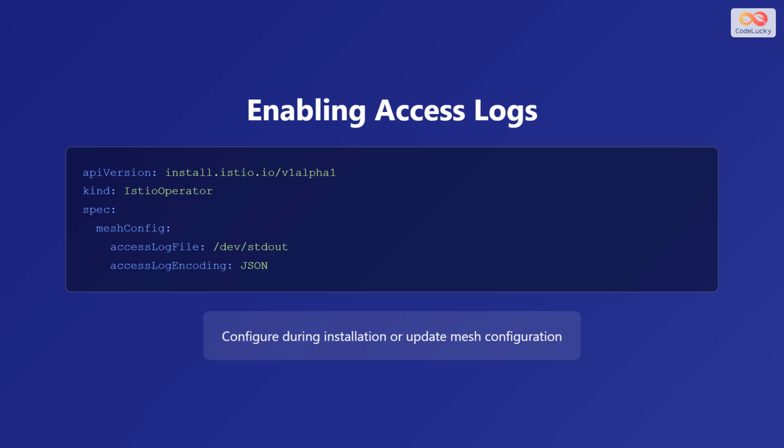Set access log file to /dev/stdout to send logs to standard output, making them available through your container logging infrastructure. You can also set access log encoding to JSON for structured logging, which makes it easier to parse and analyze logs with tools like Elasticsearch or Splunk. This simple configuration enables comprehensive access logging across all services in your mesh without requiring any changes to your application code.